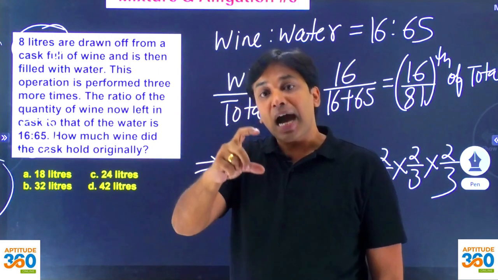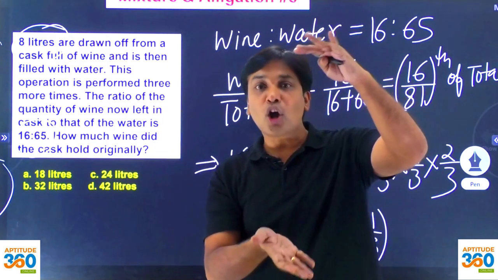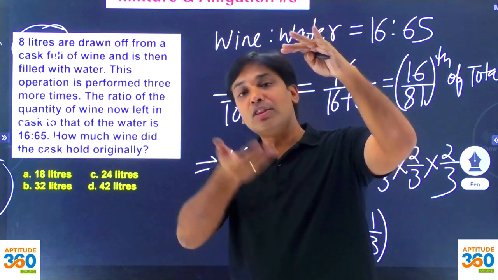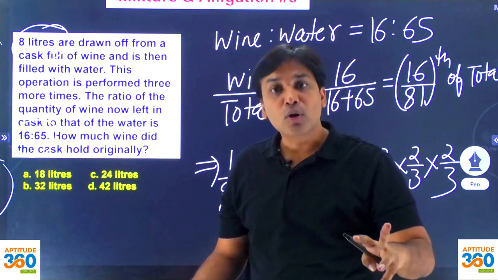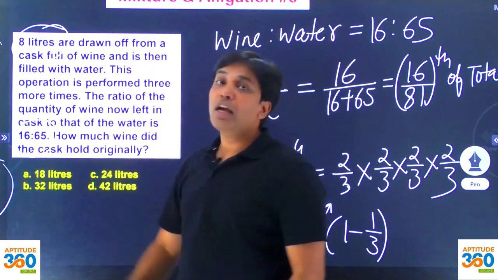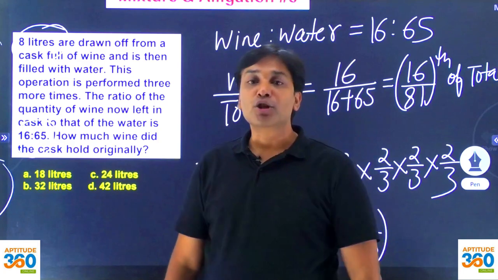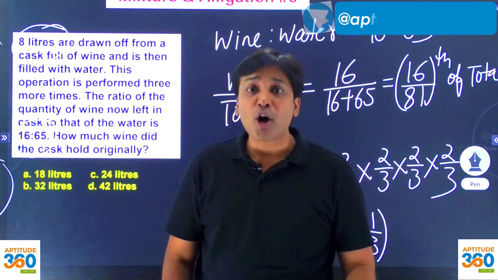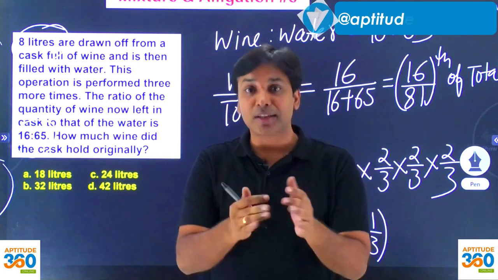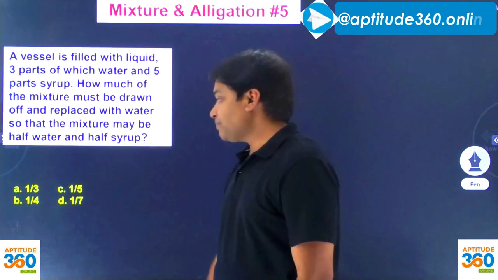This means that each time 1 third of the total volume is taken out, and water is added in its place. So the first replacement, according to the problem, was how much? 8 liters. So 8 liters equals 1 third of the total. That is coming out as 24 liters. Problem simplified. Go in the comment box and tell me if you are understanding this method. I am very very very hopeful that you are understanding this.